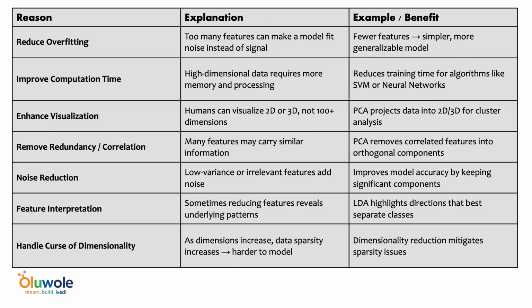You're welcome. Okay, so we look at it. I just said reduce overfitting. Too many features can make a model fit noise instead of signal, just like what you have said. So the fewer the features, the simpler and the more generalizable the model will be, like what you said: start small.